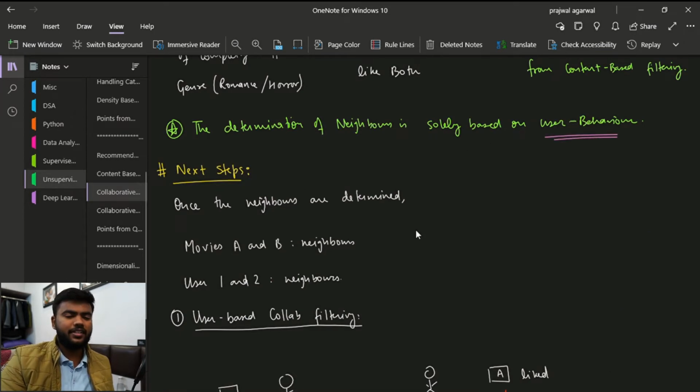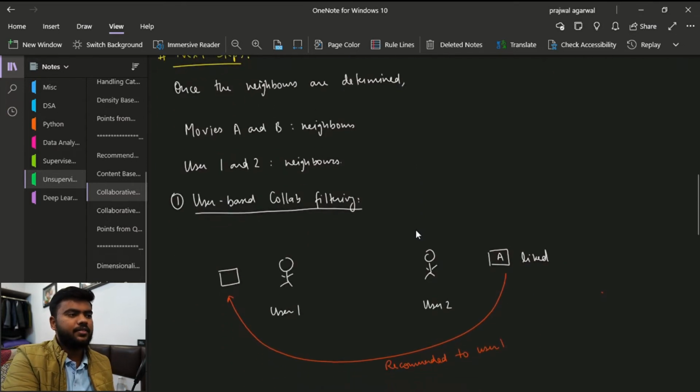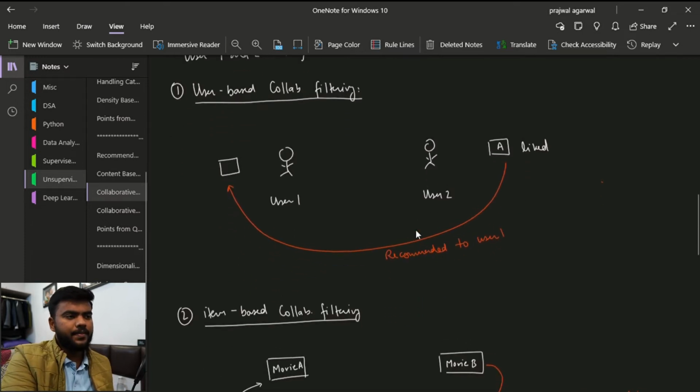We are just analyzing user behavior and trying to find the people or the items which are neighbors of each other, which are either liked or not liked, or the people who like the same type of item. Now what are the next steps once you have evaluated the neighbors? Since we are talking about two types of collaborative filtering, the first type is user based. So what do we do?